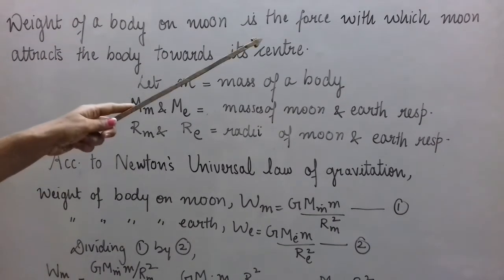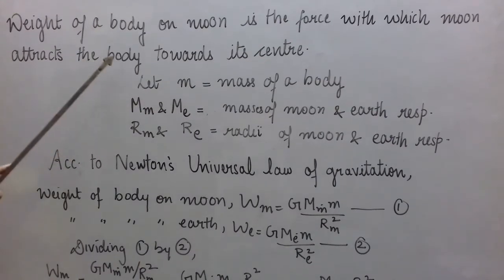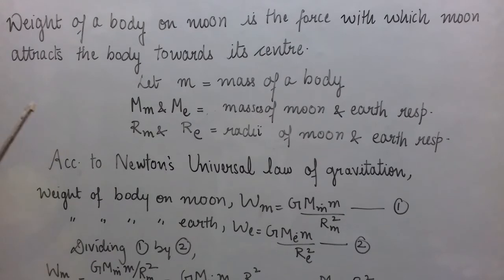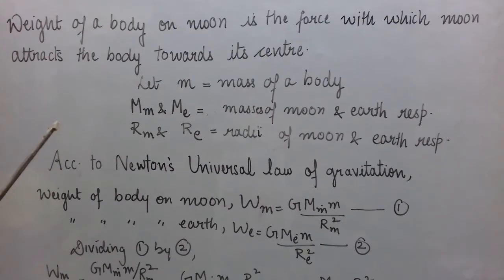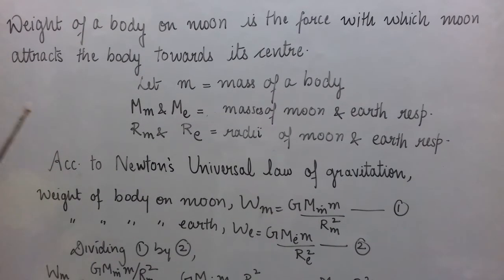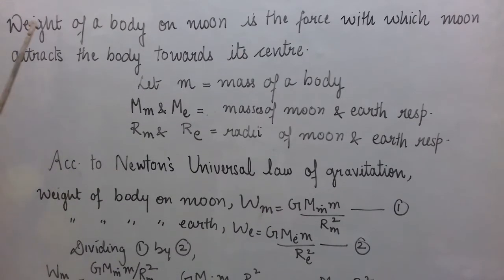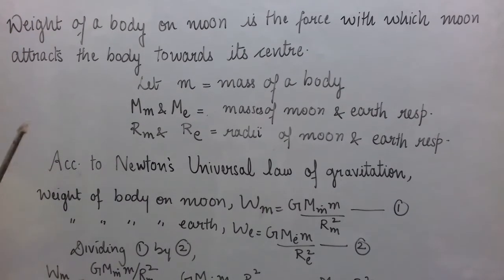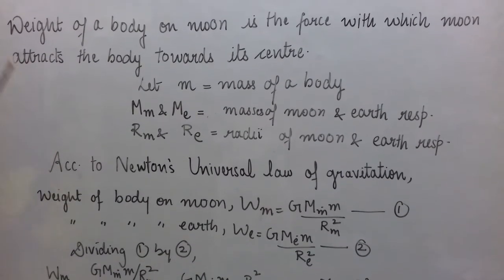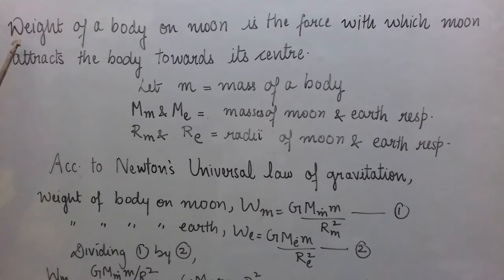Because the forces with which the earth and moon attract the same body will change. As mass of moon, mass of earth, they are different. Radius of moon, radius of earth are different. So the weights of the body will also be different on moon and earth. So let us see the comparison between weight of a body on moon and the weight of the same body on earth.